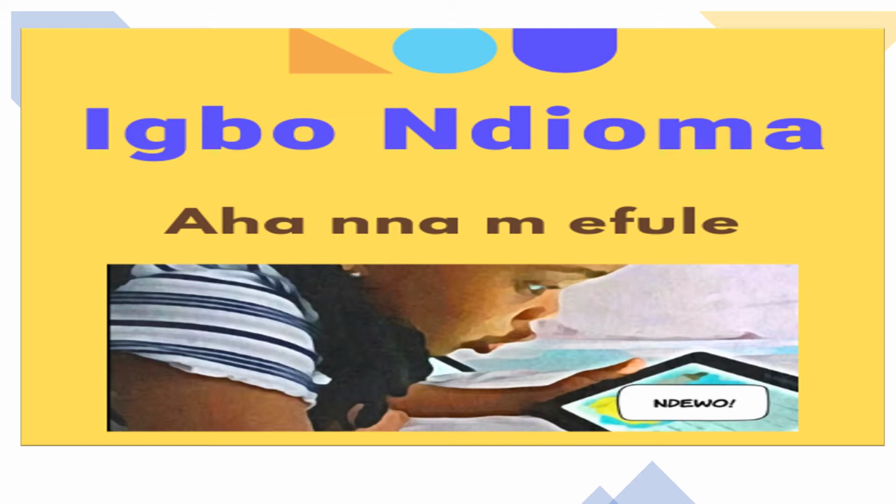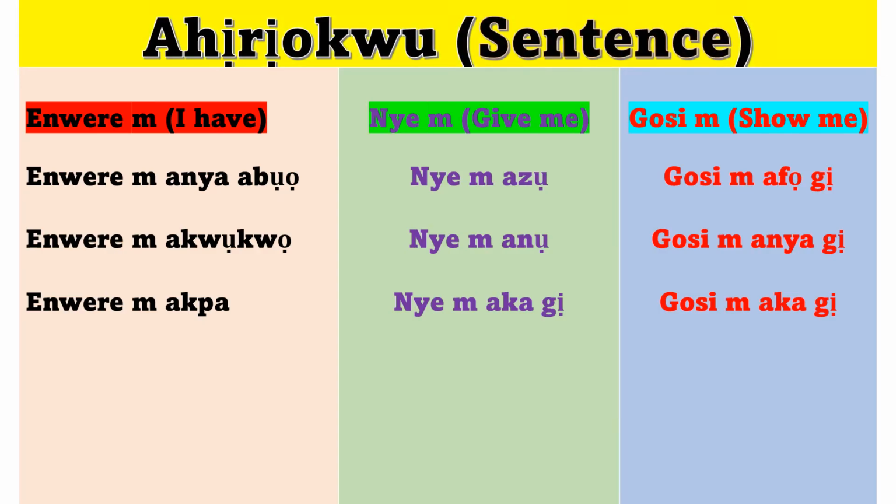Today we'll be looking at a fresh topic, which is ahiriokwu. Ahiriokwu is sentence. So we have been picking words in Igbo since we started, and today we've decided to learn how to form sentences using those words that we have learned. And I've made it pretty simple. It will be a three-way route.